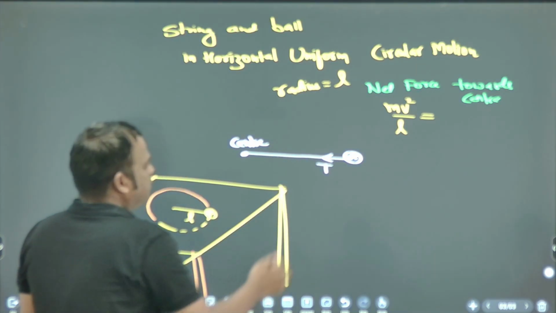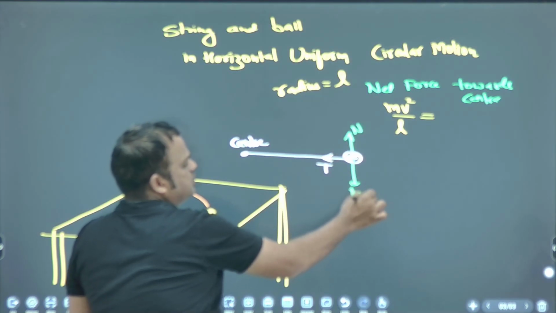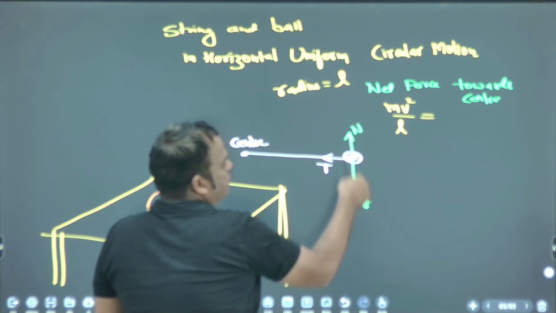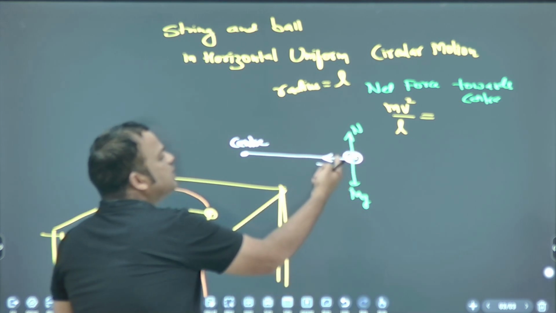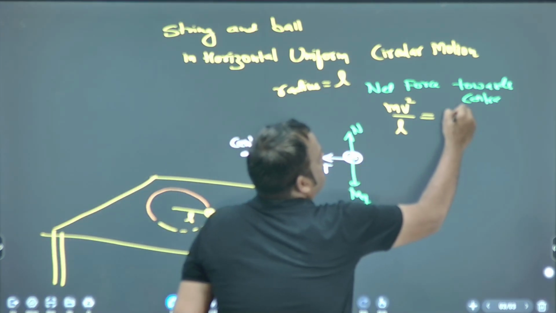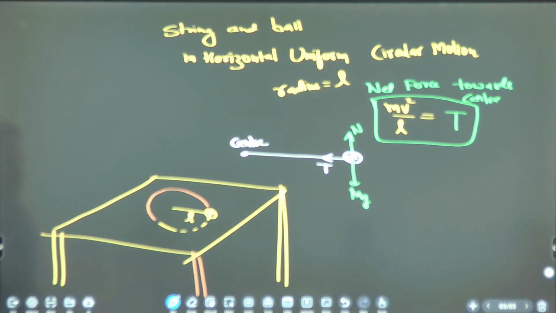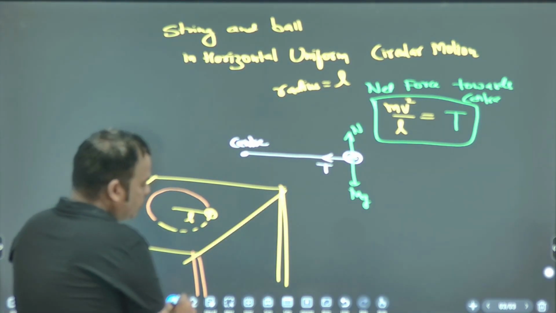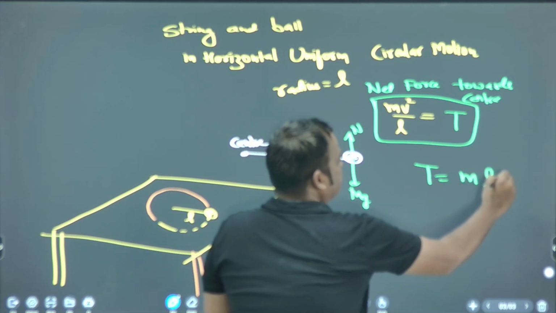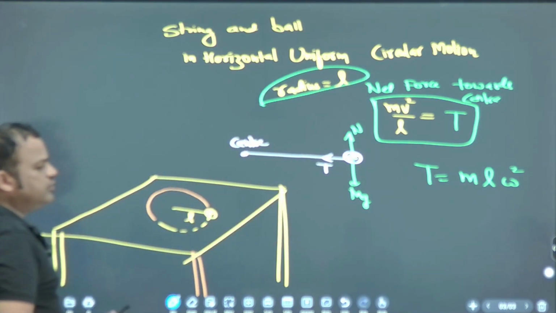And what is the net force towards the center here? Tension. Okay. The normal and gravitational force are vertical. Normal is upward, mg is downward. So normal will be equal to mg. Correct. And tension is the force towards the center. So we can equate mv square by L is equal to T. Note down: tension is equal to mv square by L, or you can say m r omega square also. So tension can also be written as m L omega square. Radius is equal to L.